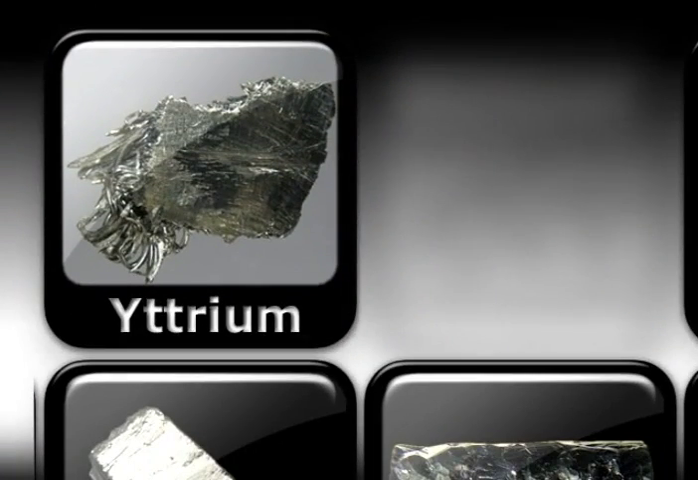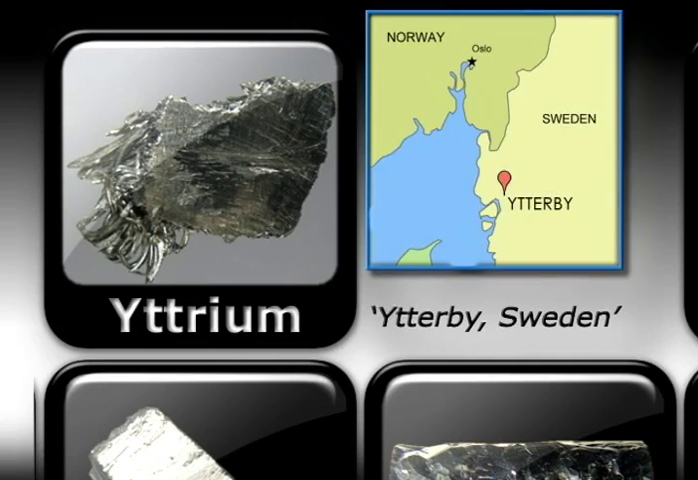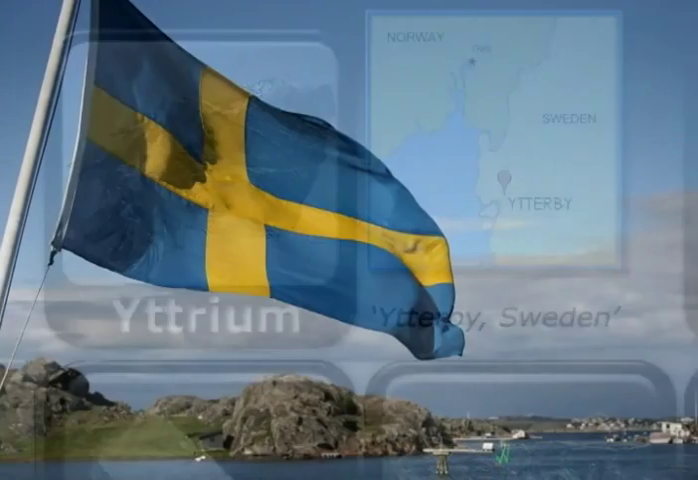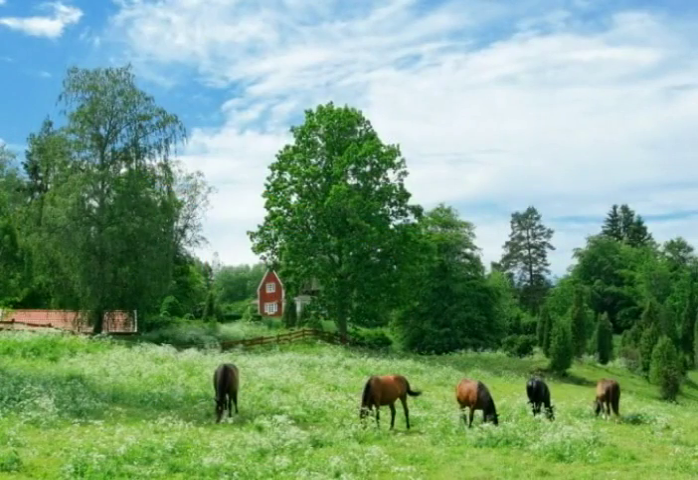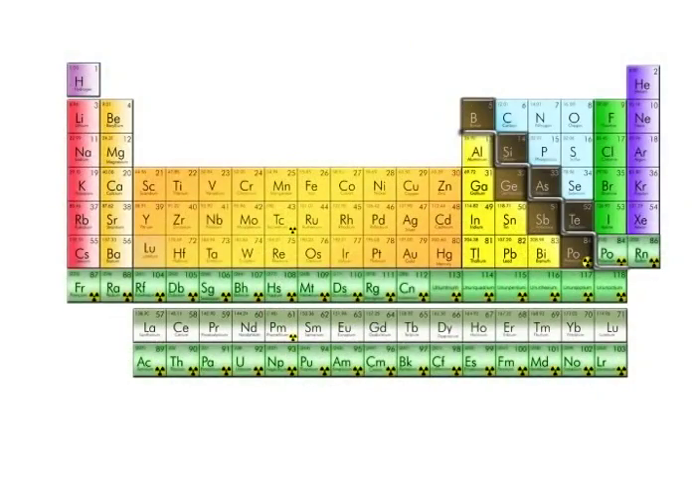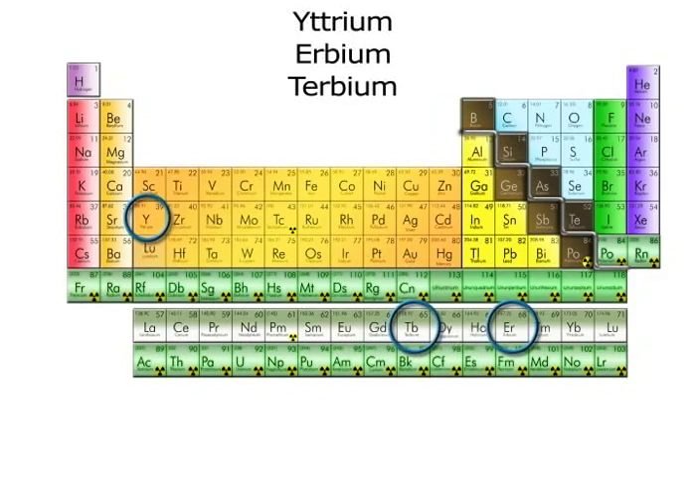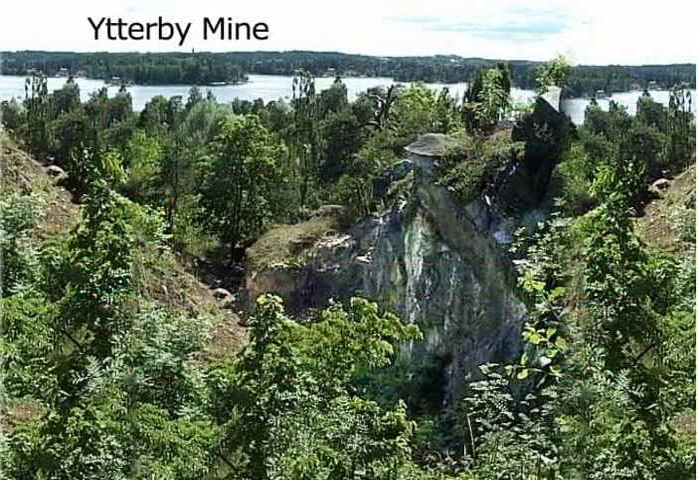Yttrium, from the village of Ytterby, Sweden, where it was found. In fact, the little village of Ytterby, Sweden gives its name to no less than 4 elements on the periodic table: yttrium, erbium, terbium, and ytterbium. And yes, they all sound very similar and thus are slightly confusing. They were all found in this famous little mine just outside of town, long since shut down and overgrown.